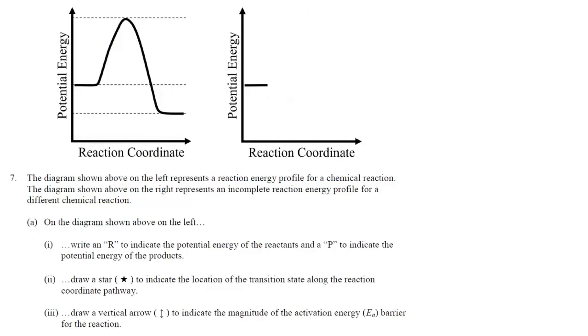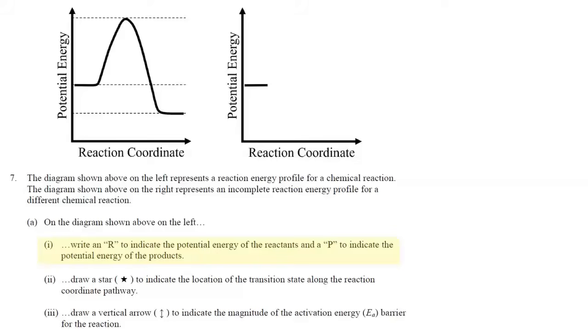Question 7 says the following. The diagram shown above on the left represents a reaction energy profile for a chemical reaction. The diagram shown above on the right represents an incomplete reaction energy profile for a different chemical reaction. So on the diagram shown above on the left, we have 3 things to do. First, write an R to indicate the potential energy of the reactants.